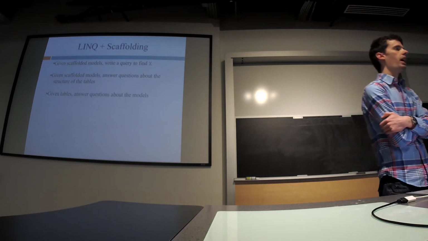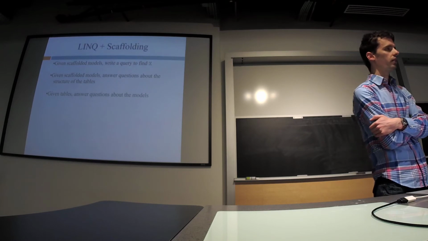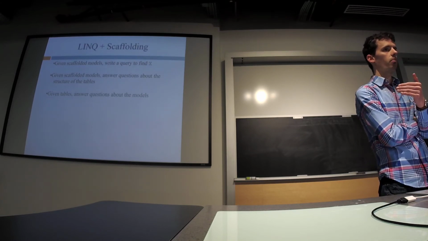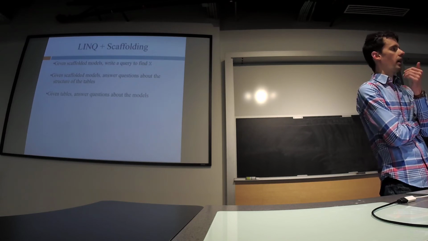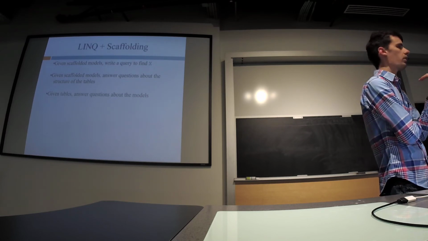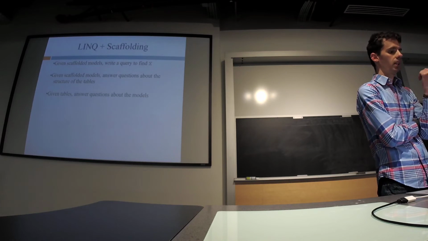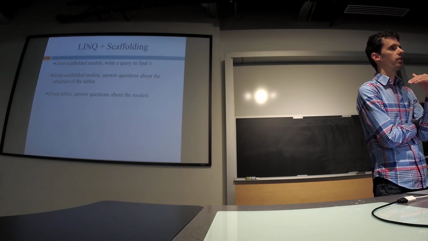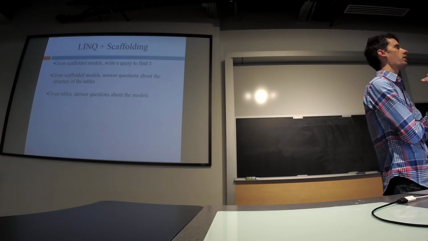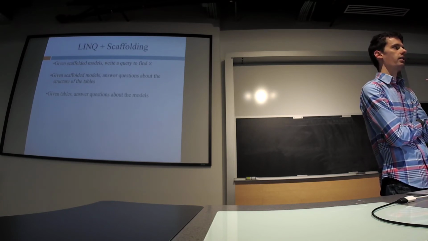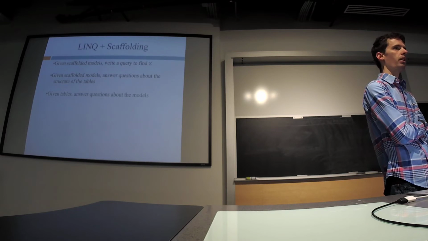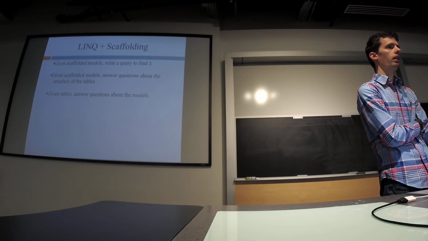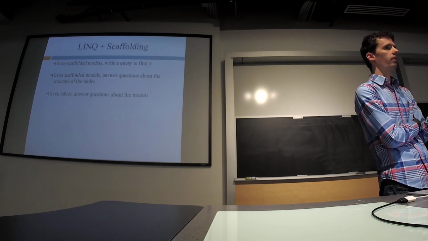LINQ and scaffolding. So I might give you some scaffolded models, like the output of the scaffolder tool, and have you write some LINQ query to find whatever. Or given some scaffolded models, like what was the original structure of the database? Like why is there a one-way navigation from here and a many-way navigation from there? What does that tell you about the relational model of these tables?